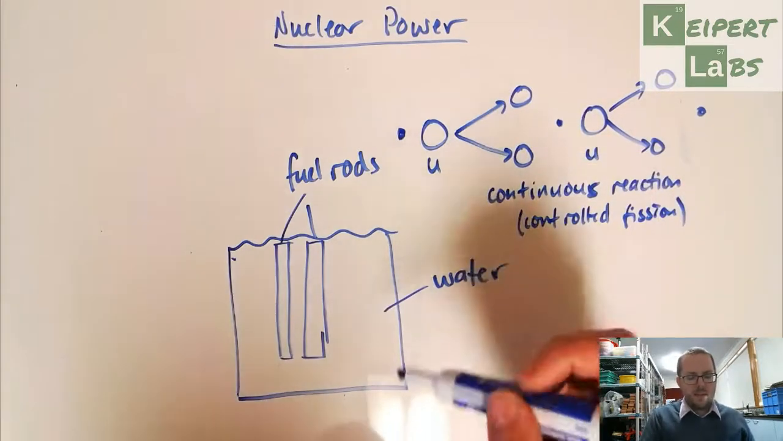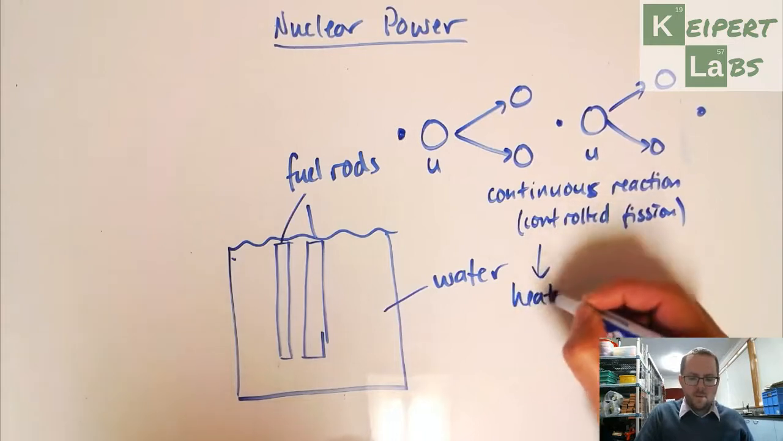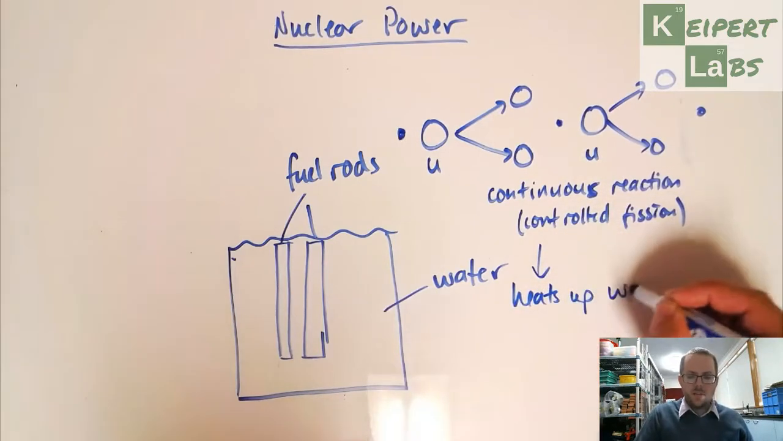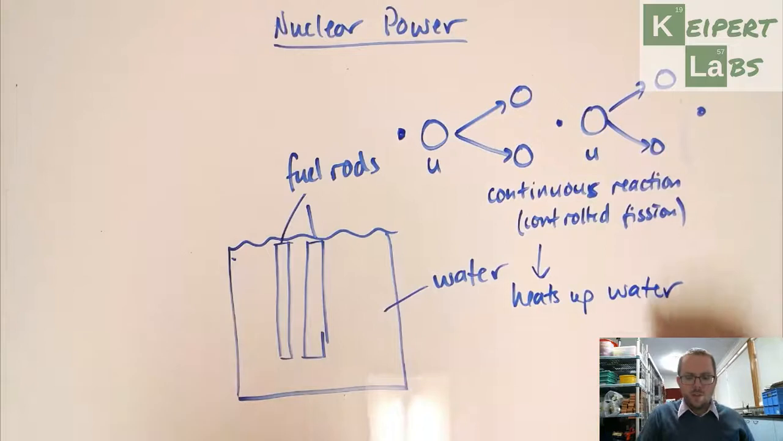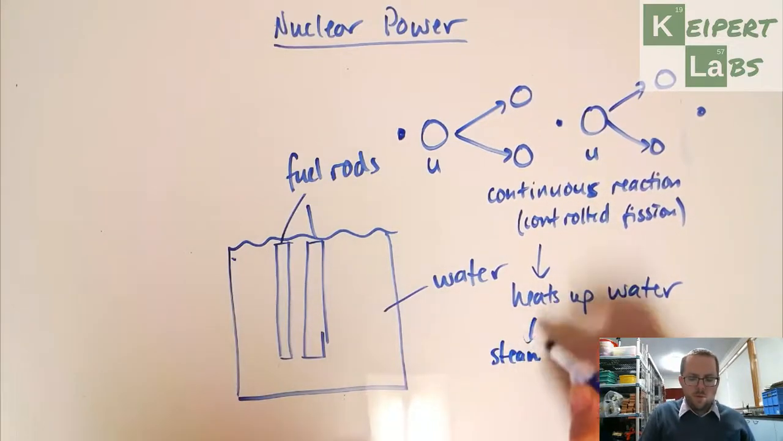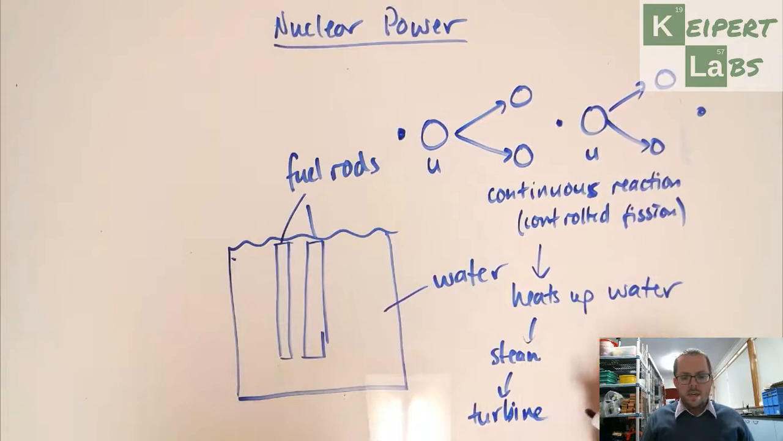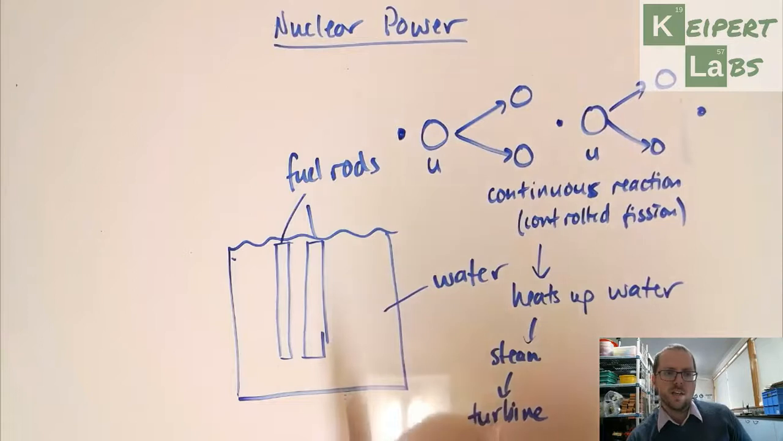And what happens then is that this heats up the water. We use this thermal energy to heat up water, which then forms steam, which then turns a turbine, which generates electricity. So when we generate electricity from burning things like coal, we burn coal to heat up water to form steam, which turns a turbine, which generates electricity.